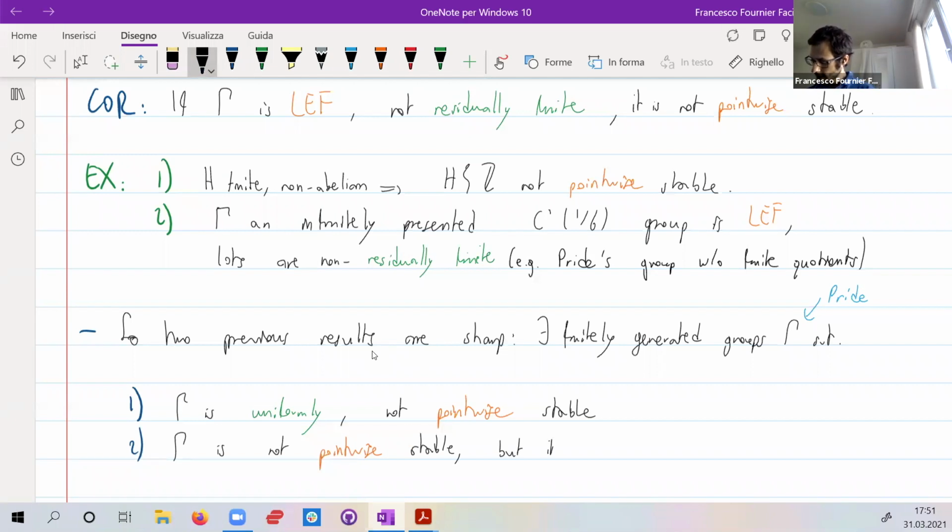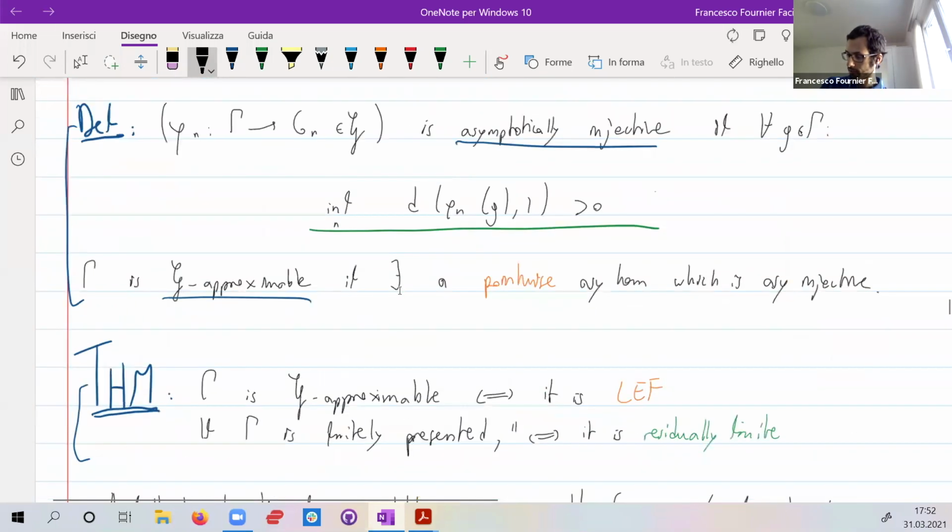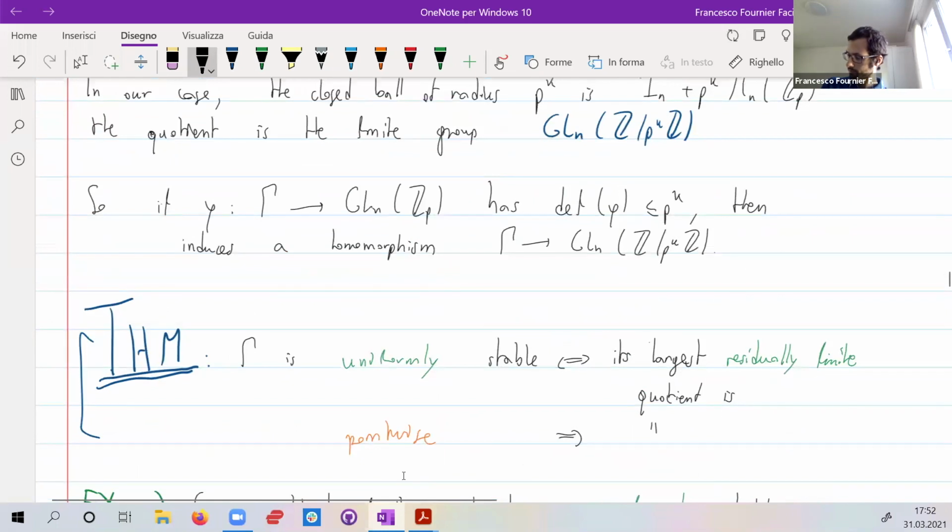But its largest residually finite quotient is. So for example, you take Pride's group, it is not pointwise stable because it's LEF but not residually finite, but its largest residually finite quotient is the trivial group, which is definitely pointwise stable. And this, right, implies sharpness of this theorem here. Pointwise stable implies that the largest residually finite quotient is pointwise stable. This does not work in the other direction.